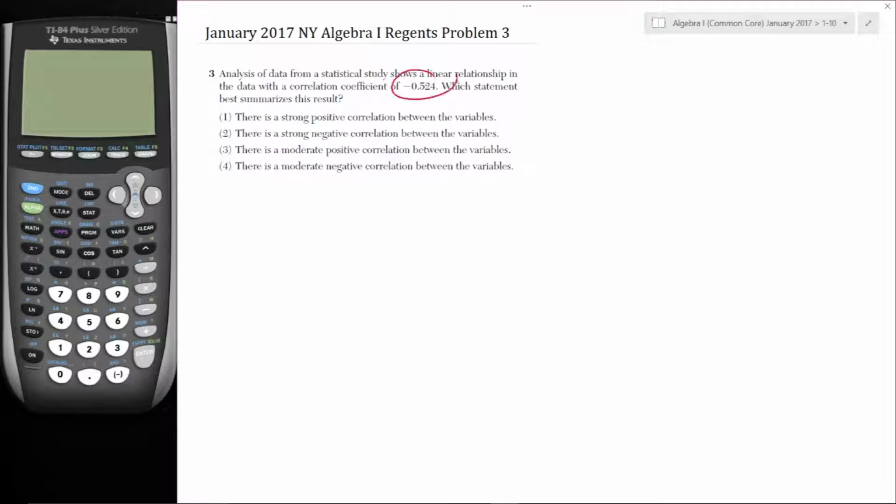Here's the correlation coefficient. So R is equal to negative 0.524. So what does this number mean? First off, it's negative. So the correlation coefficient is negative, so the correlation is negative. There's a negative correlation, so that eliminates choice 1. It eliminates choice 3. So now the question is whether it's a strong negative correlation or a moderate negative correlation.